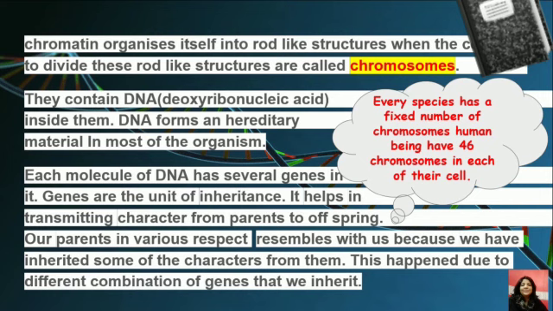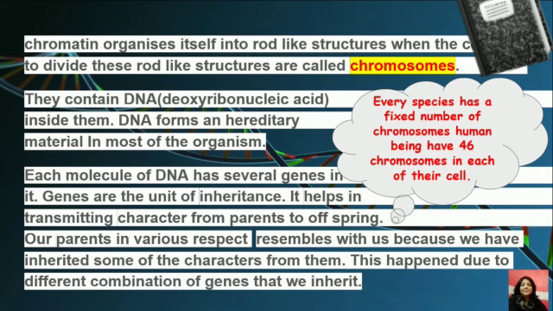Every species has a fixed number of chromosomes. Human beings have 46 chromosomes in each of their cell. DNA, full form of DNA is deoxyribonucleic acid. DNA forms an hereditary material in most of the organisms.